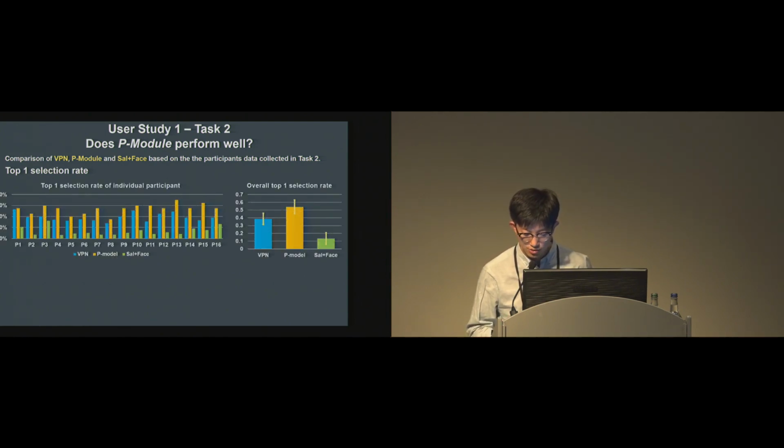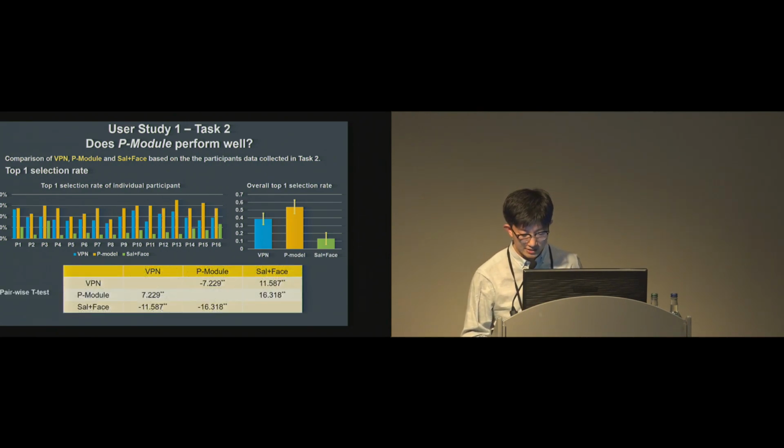Let's have a look at the results. It can be seen that for every participant, the P-module has the best performance. The overall top 1 selection rate also indicates this finding. We did a pairwise t-test on the data. The results show that the P-module outperforms VPN and the baseline significantly.